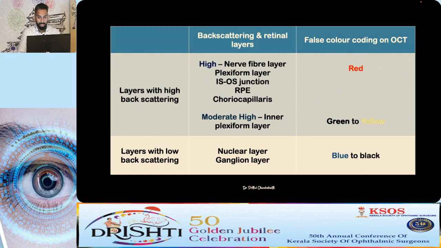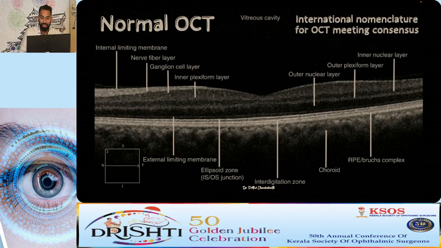Another thing is, in the older versions you get a false coloring code. So high reflectivity you get red, moderate you get green or yellow, and the hyporeflective is blue or black. So when you see another false colored OCT, you should know which one is what.